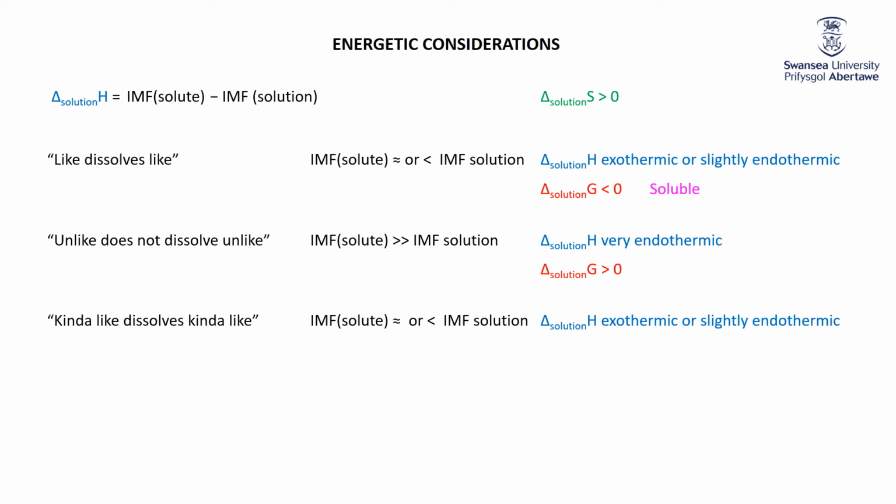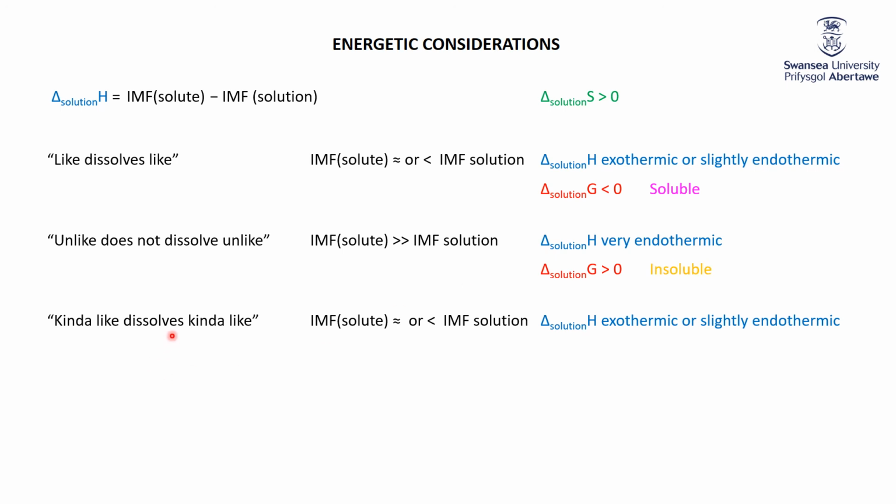Opposite situation over here for the unlike does not dissolve unlike, because now you've got a very nasty delta H that is nastier than the delta S's, so that means delta G is nasty, delta G is going to be positive, thus it is a non-spontaneous process or insoluble.